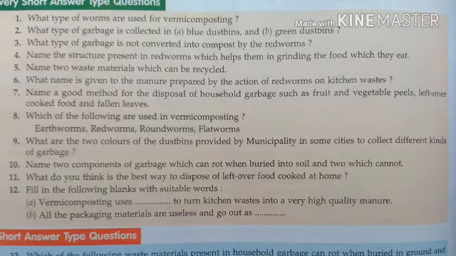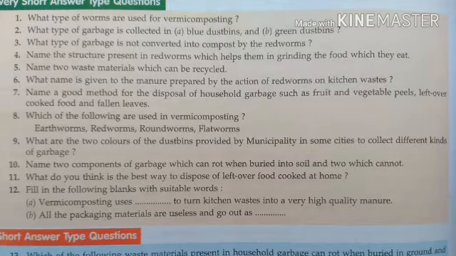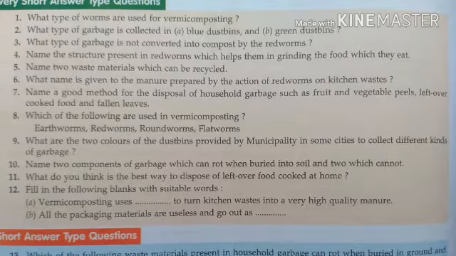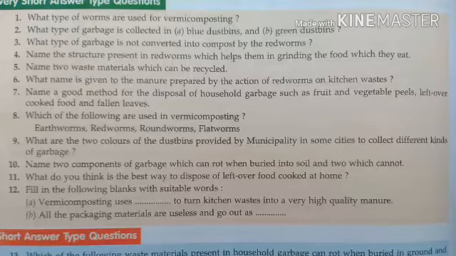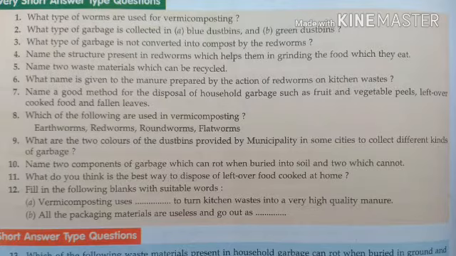Next question, what type of garbage is not converted into compost by the red worm? Those are non-biodegradable materials like glass, metal and plastic. Next, name the structure present in the red worm which helps them in grinding the food which they eat, that is the gizzard. The gizzard is a grinder that is present at the neck portion, nothing but at the pharynx, and it grinds the material to make it into compost.